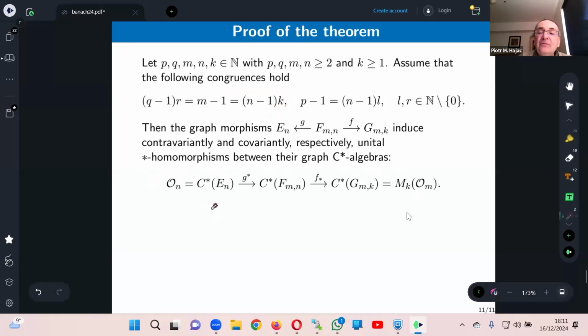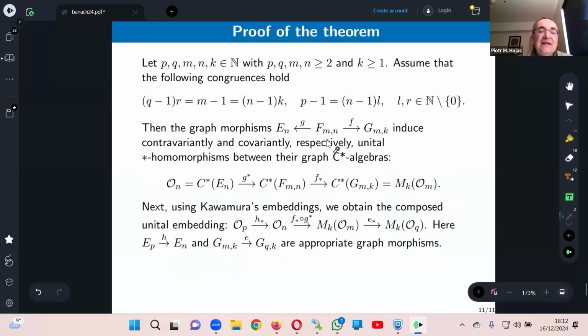So I go from O_N to M_k over O_M, by the previous slide and this congruence relation. But as Francesco pointed out to me when he was visiting me in Warsaw, that's not the general congruence, so that's not a solution. But now, using Kawamura's embedding, we obtain the composed unital embeddings, because we can embed O_P in O_N, provided that this congruence relation is satisfied, which we assume.